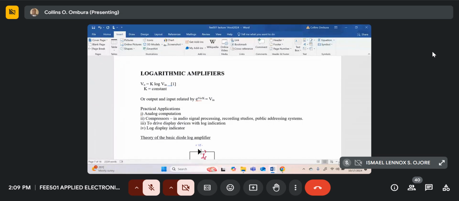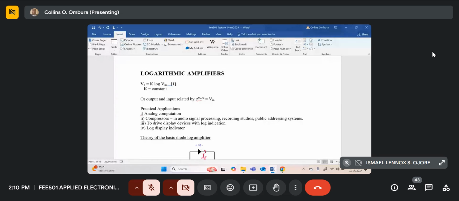the chopper stabilized amplifier. Now today, we're going to start a new topic, which is the log amplifiers. I think you're doing log amplifiers also in the lab, but we'll see if you are doing it the correct way once we finish today's class.